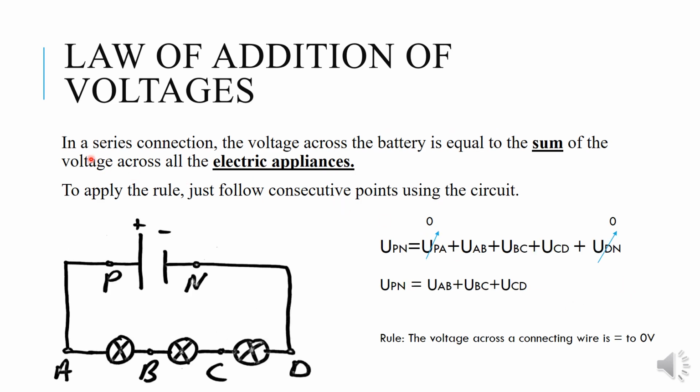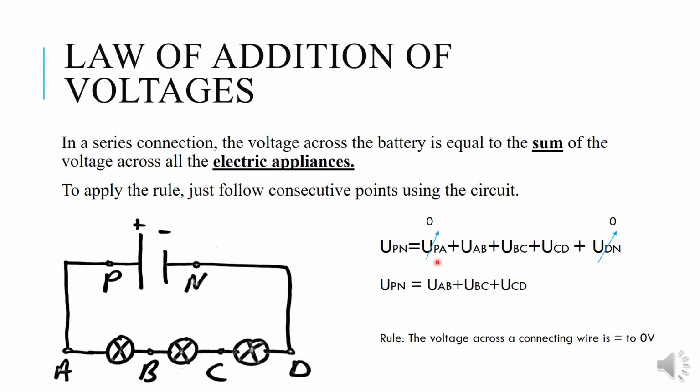Another example. Again, in a series connection, the voltage across the battery is equal to the sum of the voltages across all the electric appliances. To apply the rule, just follow consecutive points using the circuit. Here is the circuit. UPN, the voltage across the battery, is equal to the sum of the voltages across all the electric appliances. First, we start with UPA plus UAB plus UBC plus UCD plus UDN. We started with P, we ended with N.